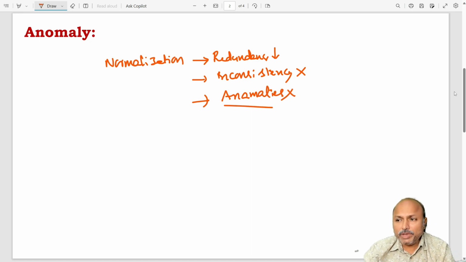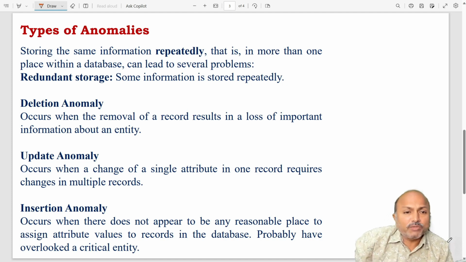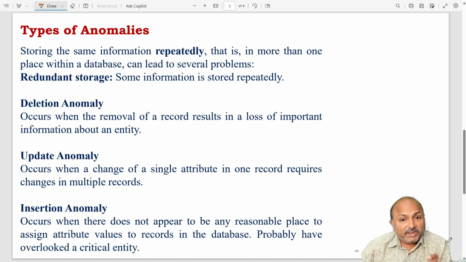What is meant by anomaly? See, when you are storing the same information repeatedly, then what happens? Then it may lead to some problems. Okay, that means storing the same information repeatedly is nothing but redundancy. That means whenever redundancy is there, there is a problem of some anomalies. Then we can discuss the different types of anomalies. There are three types of anomalies: deletion anomaly, update anomaly, and insertion anomaly.